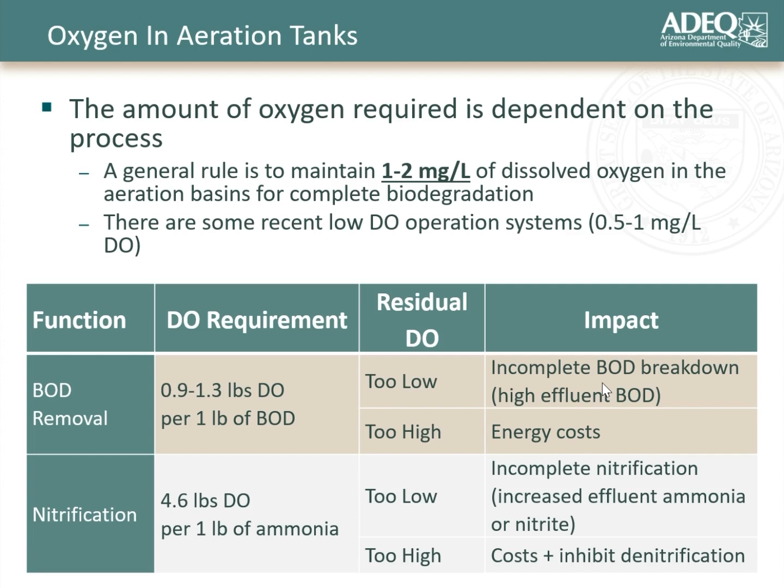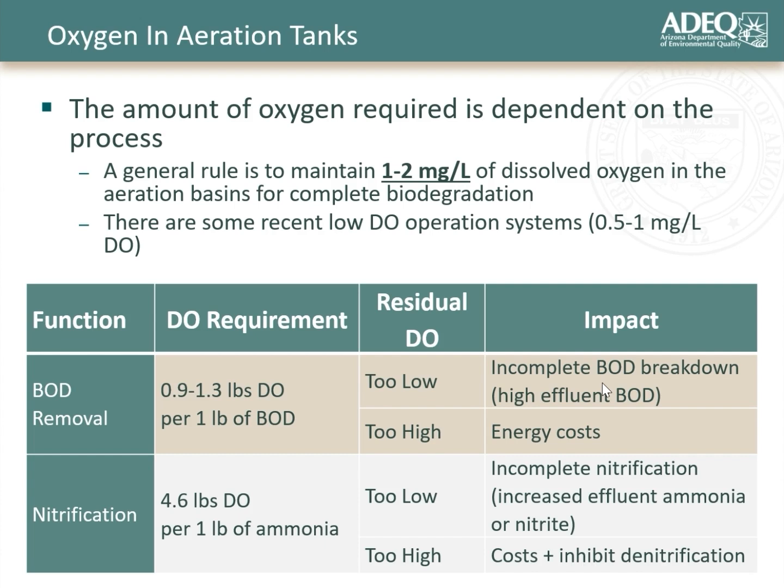But you want to keep it low, you want to keep it 1 to 2 in the aerobic zones of your system. There are some recent studies that suggest that low DO operation, in which you can have the dissolved oxygen content right around 0.5 to less than 1, can be done to get some simultaneous nitrification and denitrification and BOD removal in your system. But that is a very specific operational design that needs to be worked through to make sure that your system can operate that way. So I would not recommend that without proper evaluation of your system to see how that works.